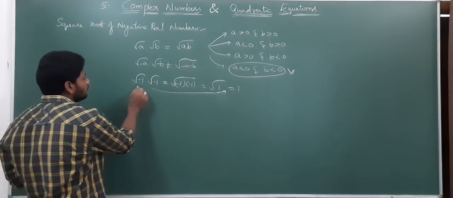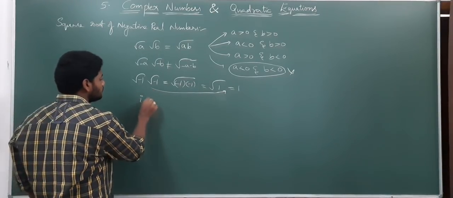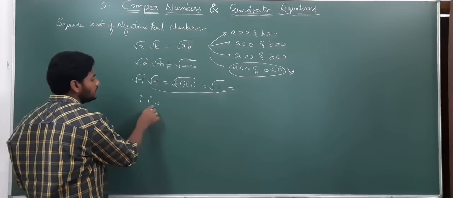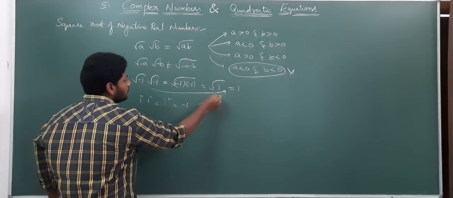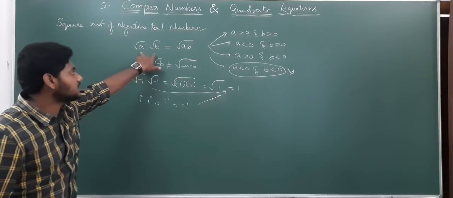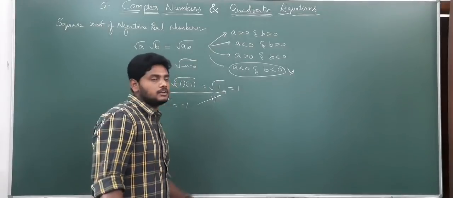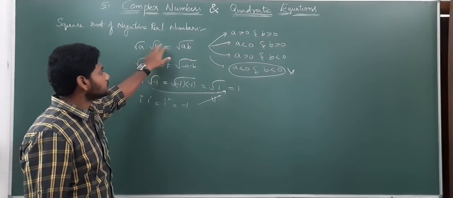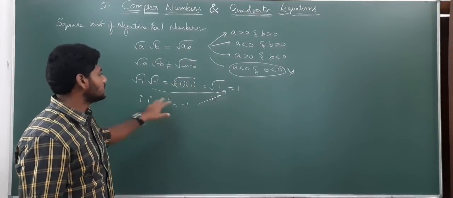Why? Because what is the value of square root of minus 1? It is i. Here also square root of minus 1 is i. What is i into i? i square. What is the value of i square? Minus 1, not equal to 1. So this formula will be satisfied only in the first three conditions. When both a and b are negative, this formula won't satisfy. So if both are negative, we need to consider it like this.